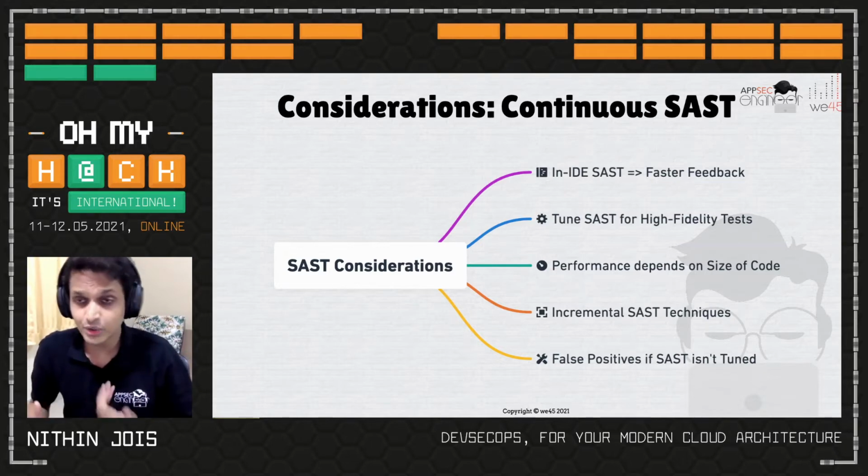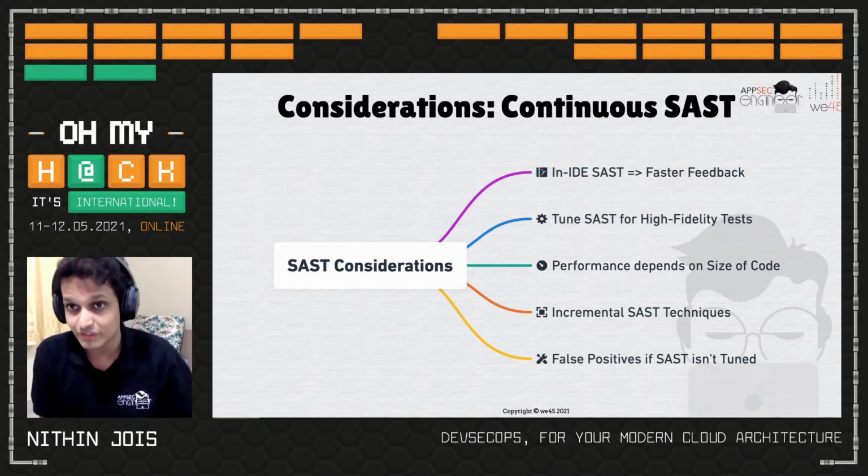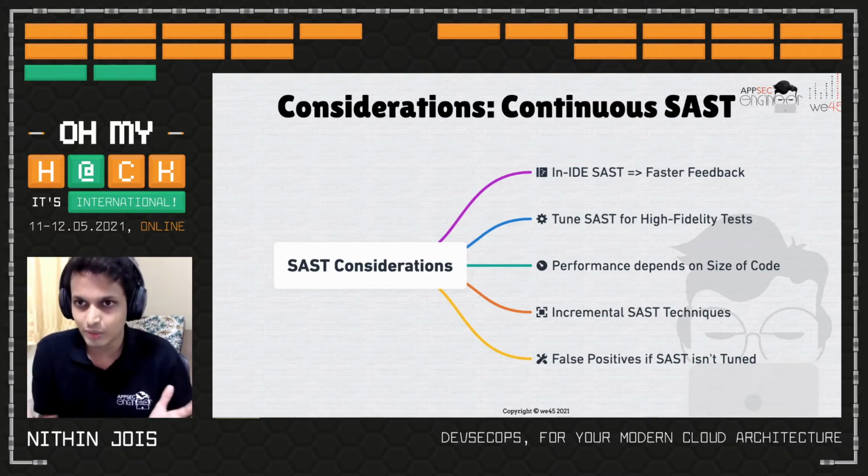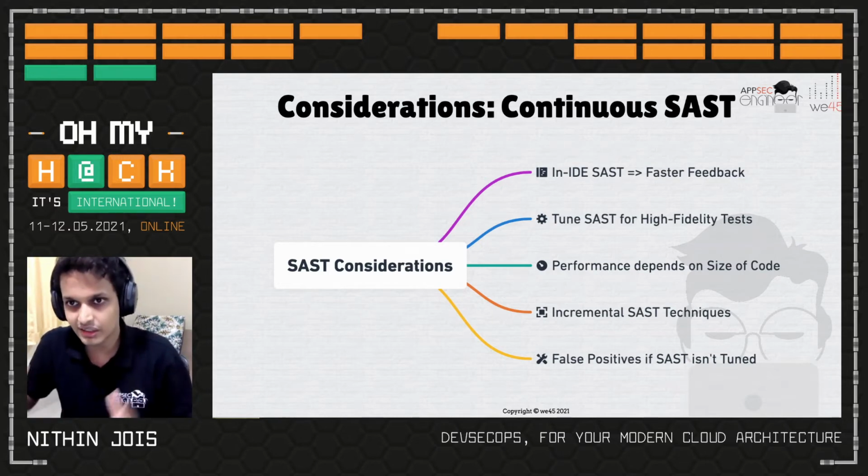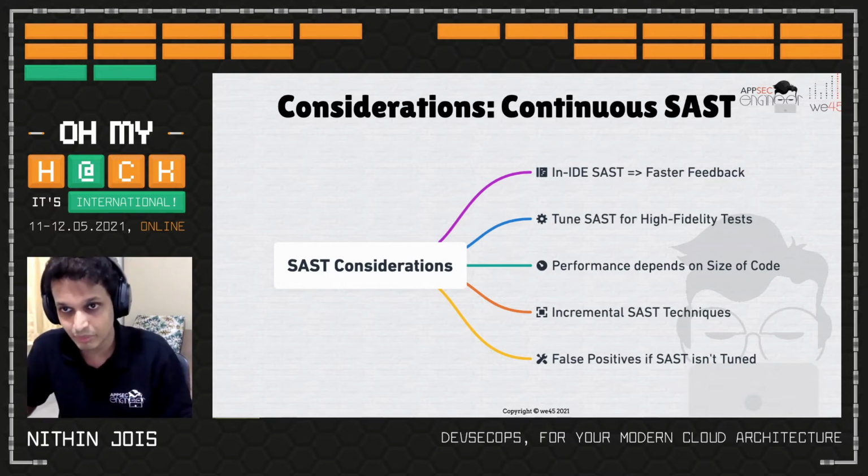You also want to start tuning your SAST tools for performance and for high fidelity tests, right? So as part of your threat model, once your threat model is complete, if you're certain that a few attack vectors are not going to be possible, try and remove those checks from your SAST tools. All right.